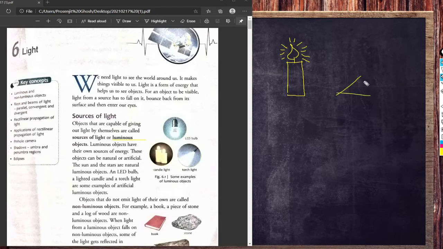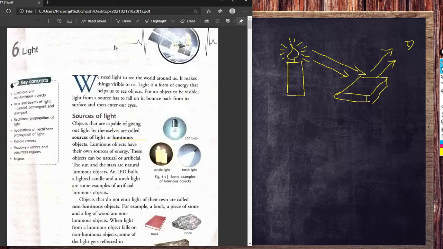Suppose you are reading a book in the light of a candle. What happens? The light from the candle falls on your book. Then by reflection, that light comes into your eye. So as I told you, the candle is the luminous light source which makes direct light, and by reflection of light we experience the image in our eyes.